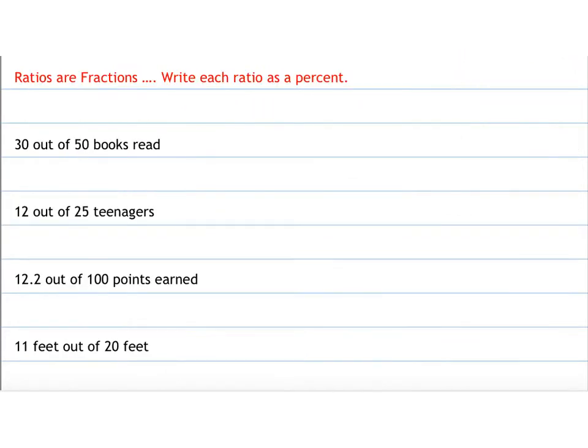Okay, so ratios are just different ways of writing fractions. It's just comparing two numbers. So we are going to take this ratio and we're going to write it as a percent. I have a goal to read 50 books this year. I've read 30 out of the 50. What percent have I read so far? So write that as a fraction first, 30 out of 50. Get the bottom number to be 100 by multiplying by 2. Have to do the same thing to the top. So I have finished reading 60% of my goal.